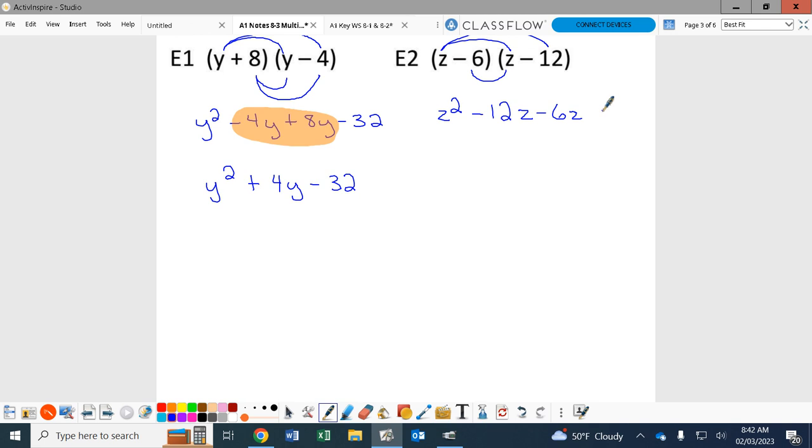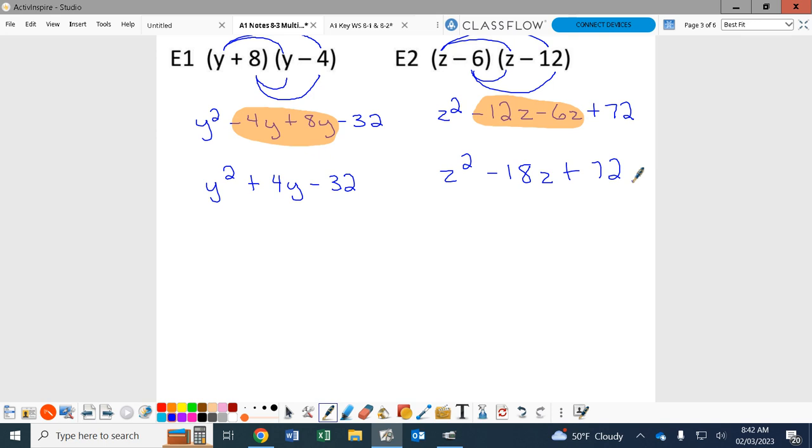We don't just write 72. What do we write? Positive, positive plus, however you want to say it. Be careful. You got to know that it is a plus 72 because a negative times a negative is a positive. Then when we combine those two in the middle, guys, when you're adding negative 6 and negative 12, negative 6 and negative 12 come together to give you negative 18z in the middle of that problem once you simplify it.